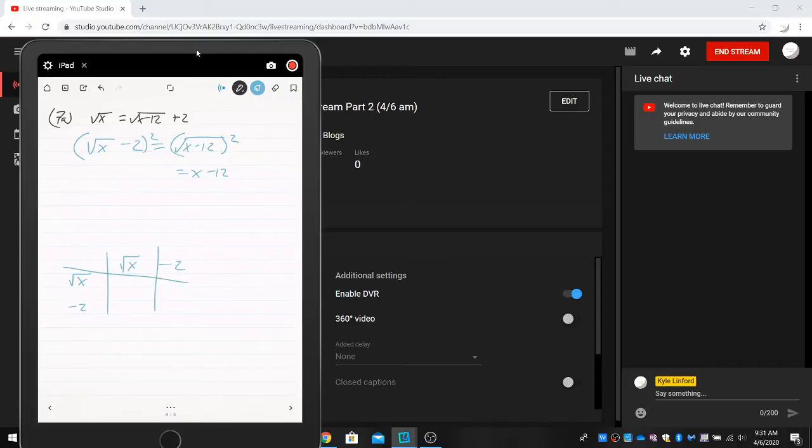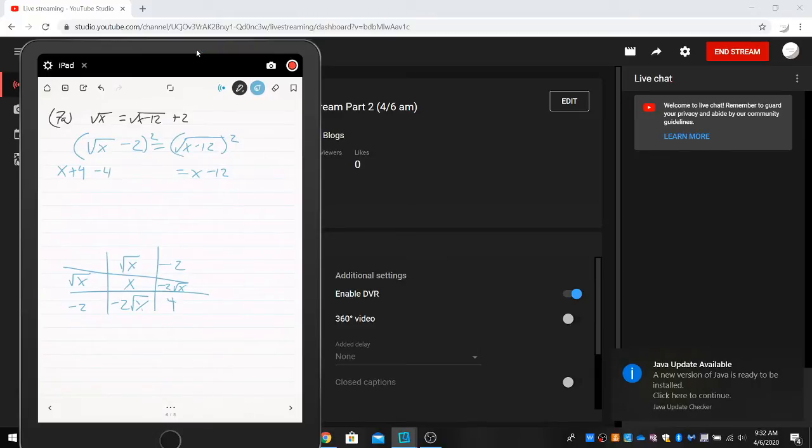Now as I set this up, root x times root x is x. Negative 2 times negative 2 is positive 4. Then I have a negative 2 root x and a negative 2 root x. So when we combine the like terms, I have an x, a positive 4, and negative 2 root x and negative 2 root x is negative 4 root x. I like to group the things that aren't in radicals together.